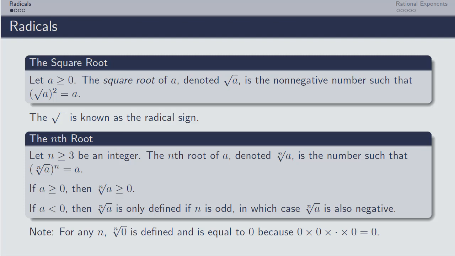Now, for any power of n, the nth root of 0 is defined and it is equal to 0. The square root of 0 is 0 because 0 squared is 0. No problems there at all with 0. Any root of 0 is 0. Please remember that. Don't worry about taking the square root of 0. Square root of negative numbers, yes, problem, but not 0.